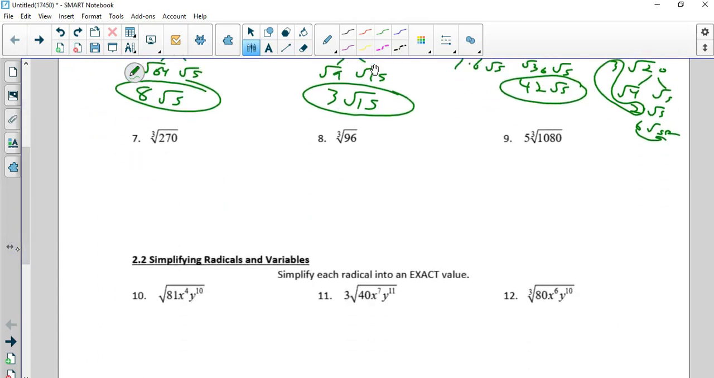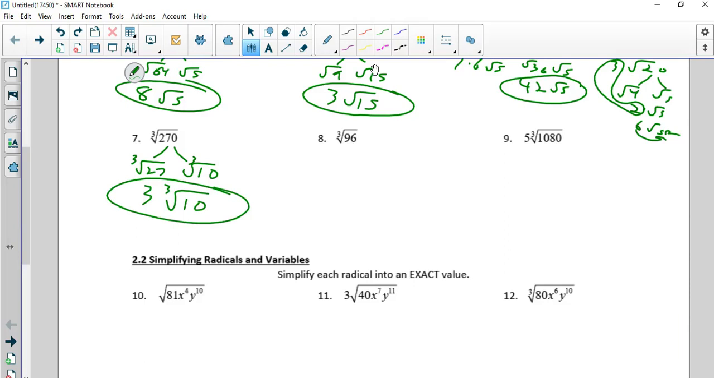Cube root of 270. Well, obviously 27. Don't forget the little index number. You didn't have to keep that all the way. 27 times 10. The cube root of 27, we look at our chart, is 3. And that's 3 times the cube root of 10.